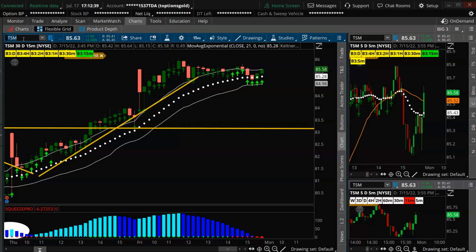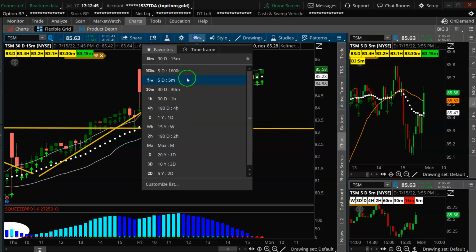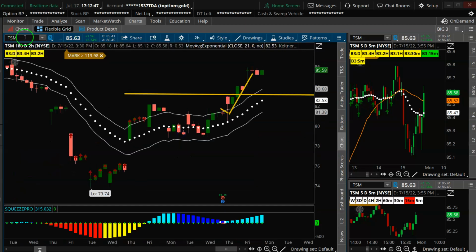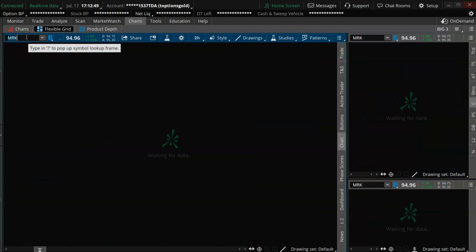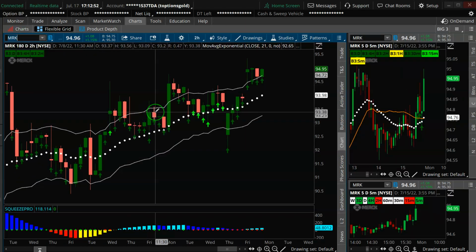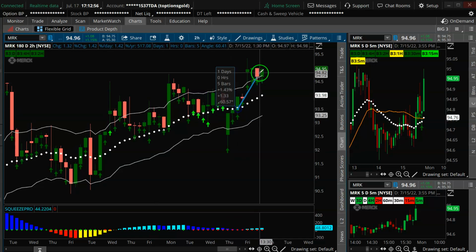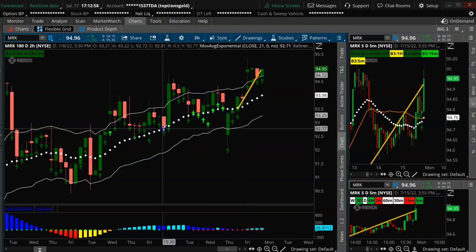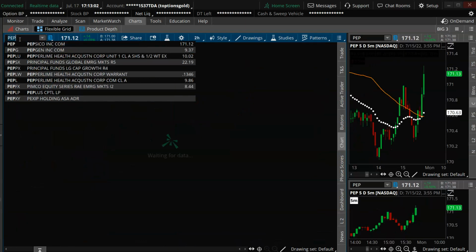So, let's see. The 30-minute chart was a bust. The hourly scan was a bust. Couple here on the 2-hour. The do-si-do. For the 2-hour chart, we got MRK. You're probably better served buying it down here at the launching pad. But MRK looks pretty good.